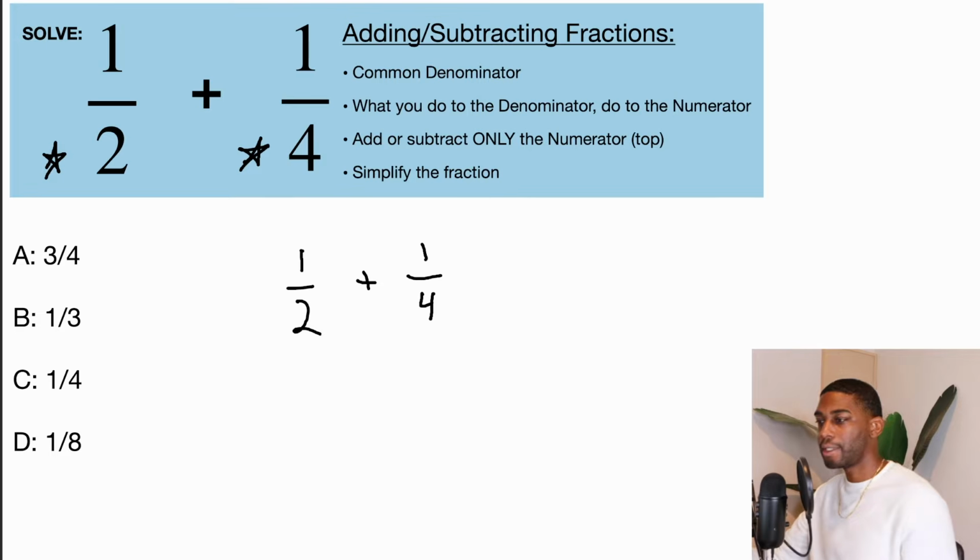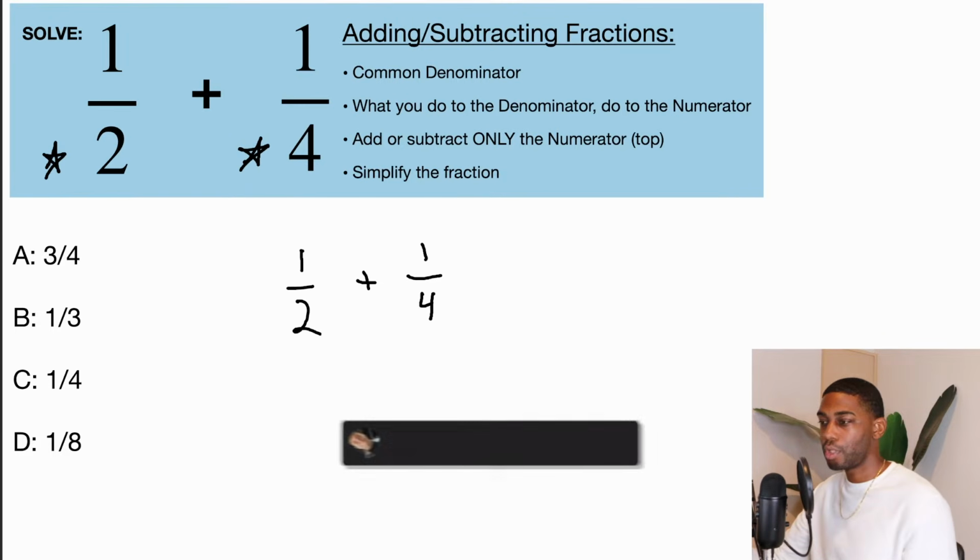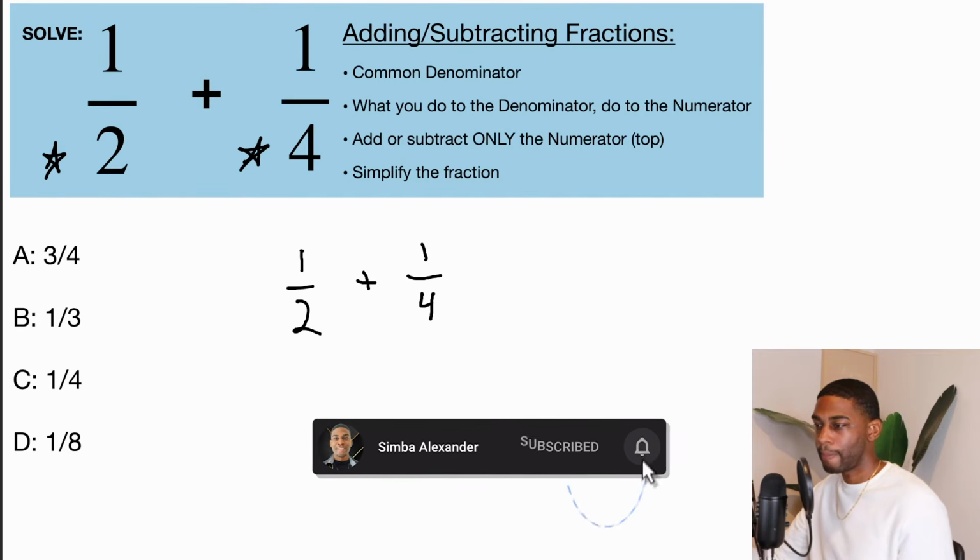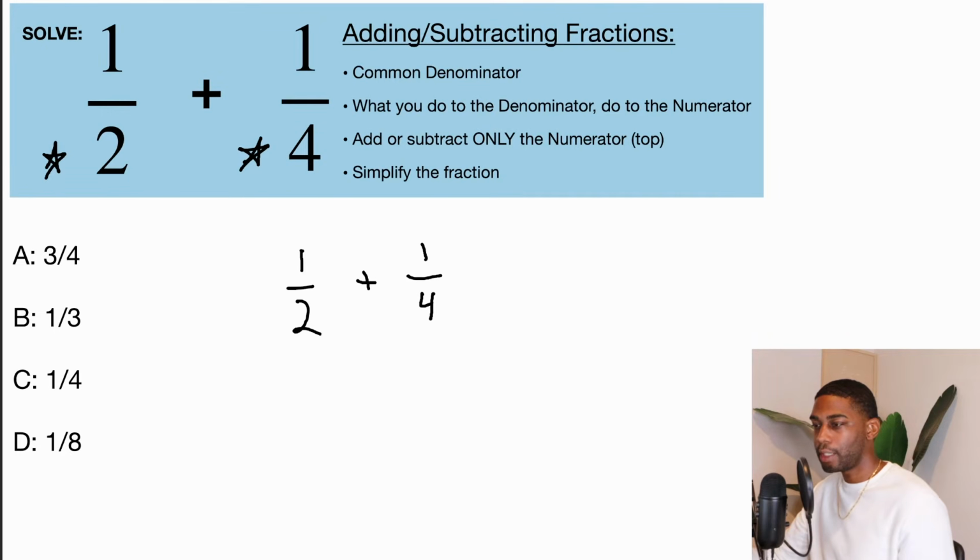If we need a common denominator, it would make sense to change this 2 to 4, right? 2 goes into 4, or both of these numbers go into 4, because we need a common denominator. So in order to make this 4, we have to multiply this denominator by 2. 2 times 2, we know, will give us 4. And this fraction over here will still stay the same because 4 is already the denominator.